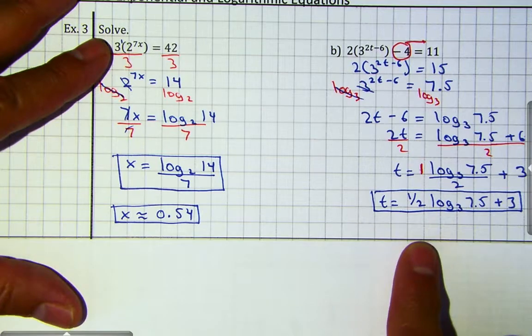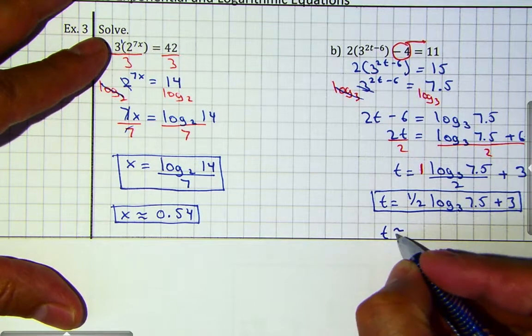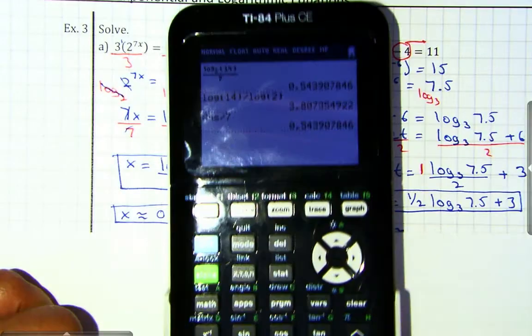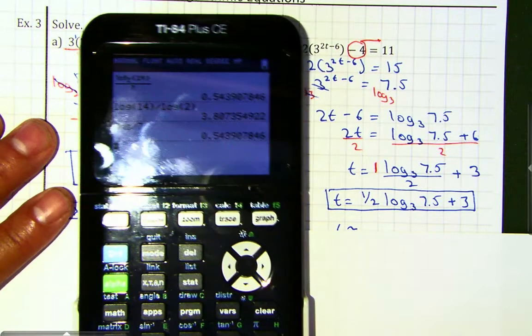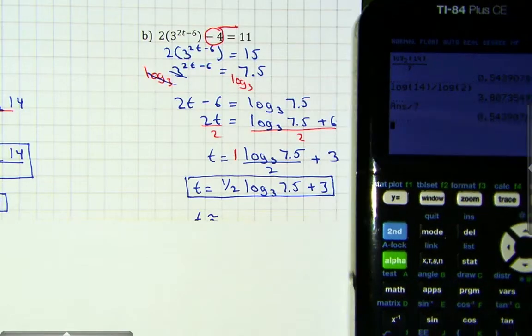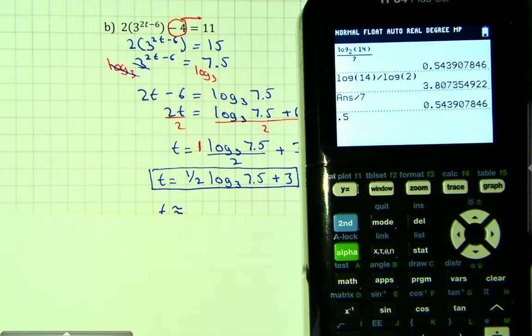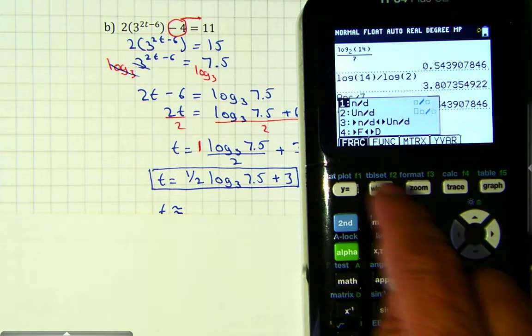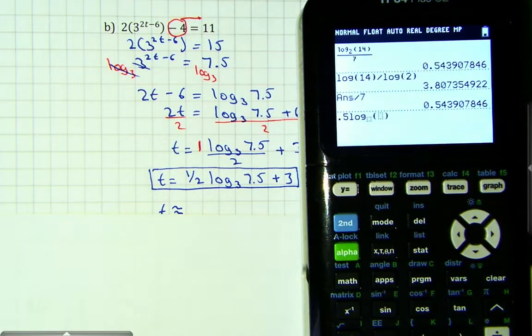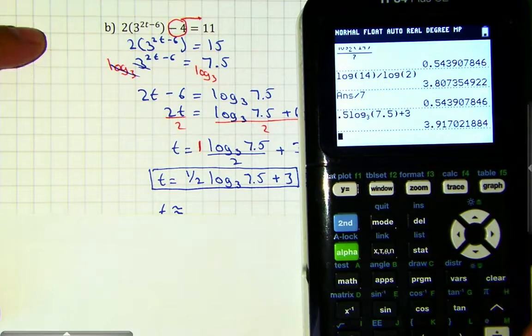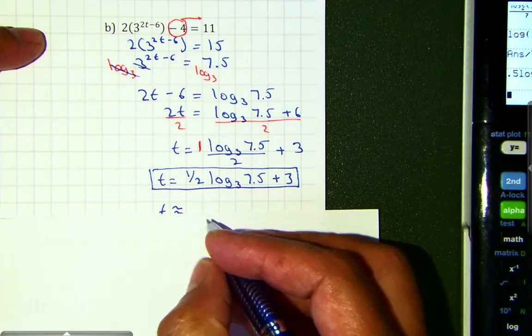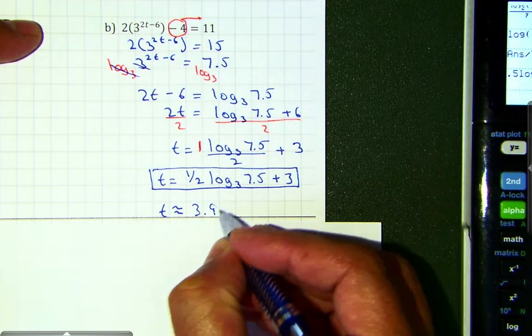And now if I need an approximate answer, I can just type it into my calculator. I can do 1/2 or I can do 0.5. So let's go and type in 0.5 times the log, and my calculator does have that option. So it'll be base 3 of 7.5 plus 3. So it'll be 3.92. Therefore 3.92 is an approximation.